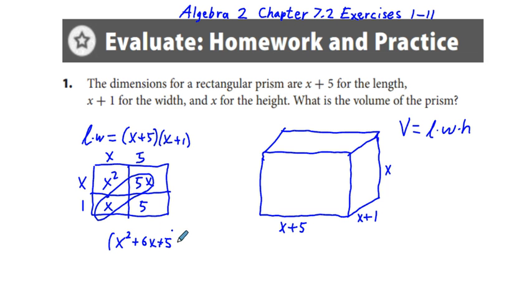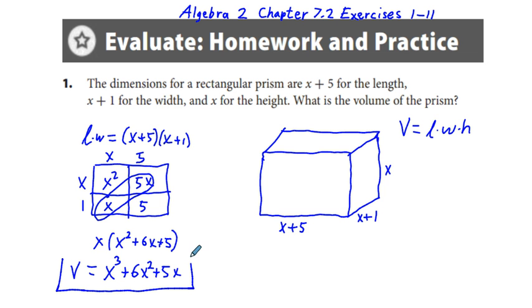And the last thing we have to do is multiply by our height, which is x. So our volume is going to be equal to x times x squared, which equals x cubed. And then x times 6x, which is plus 6x squared. And finally, x times 5, which will be plus 5x. And this is going to be our answer to problem 1. Pretty simple.